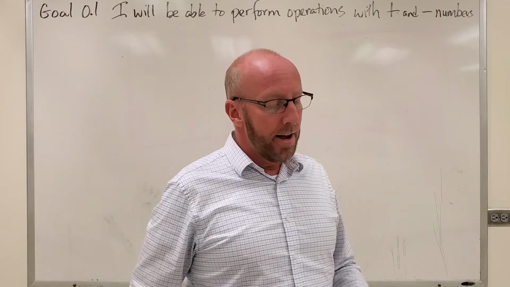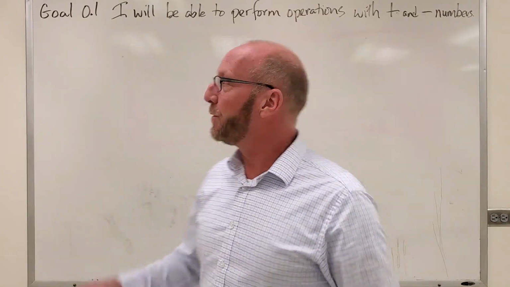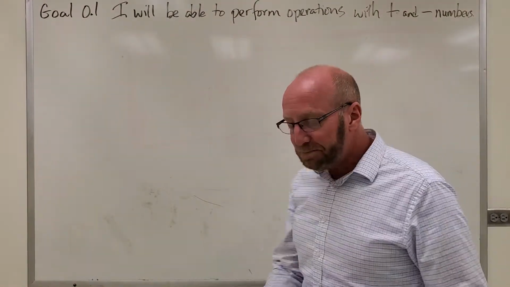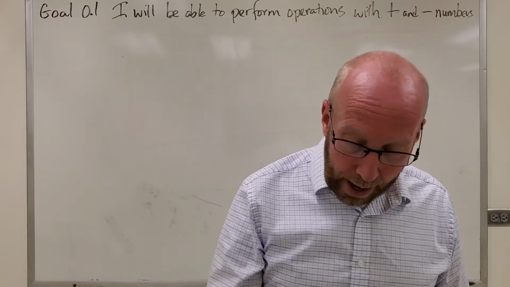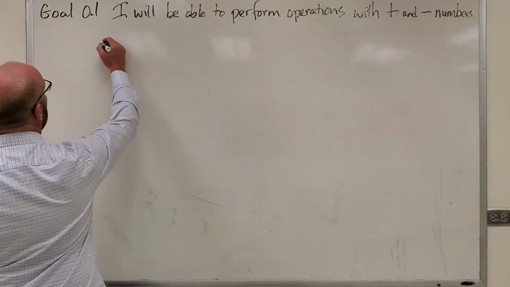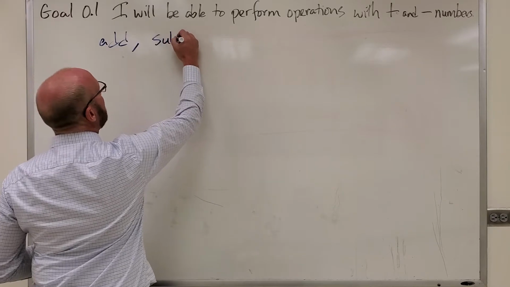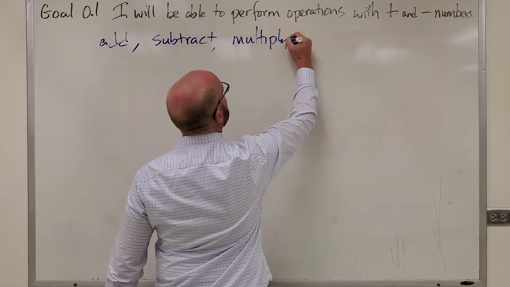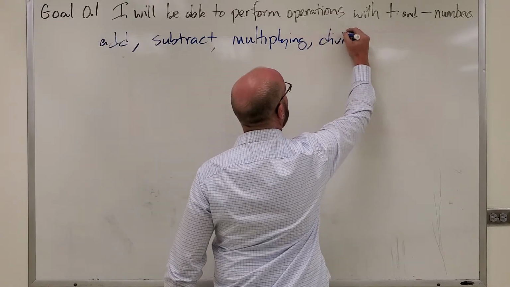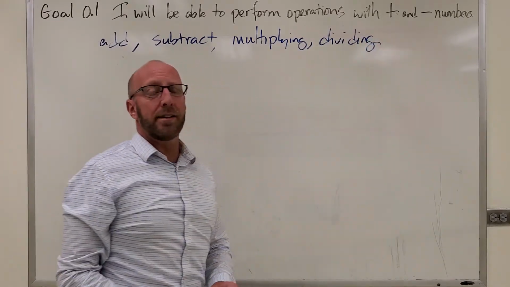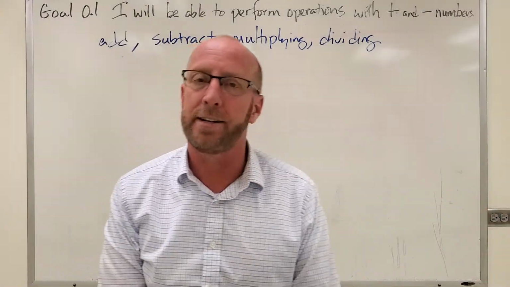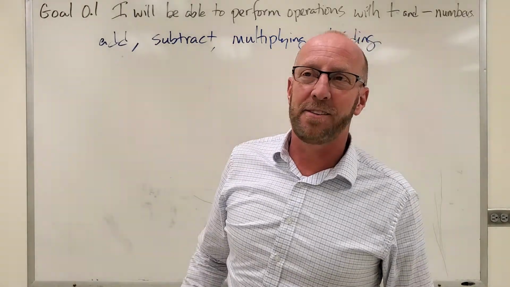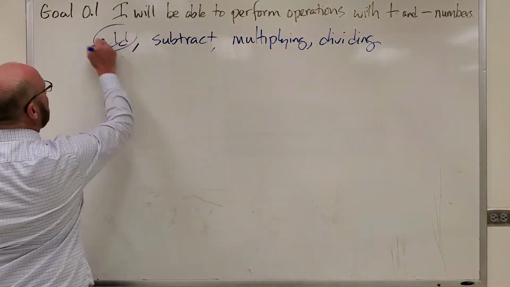And so our first lesson here is 0.1. The goal is I will be able to perform operations with positive and negative numbers. Now, there's 4 operations, of course: we're going to be adding, subtracting, multiplying, and dividing. So we're just going to take basic numbers, add, subtract, multiply, divide. You've been doing this, again, forever. So it's going to be a fun and an easy lesson for the day. So let's begin with adding.